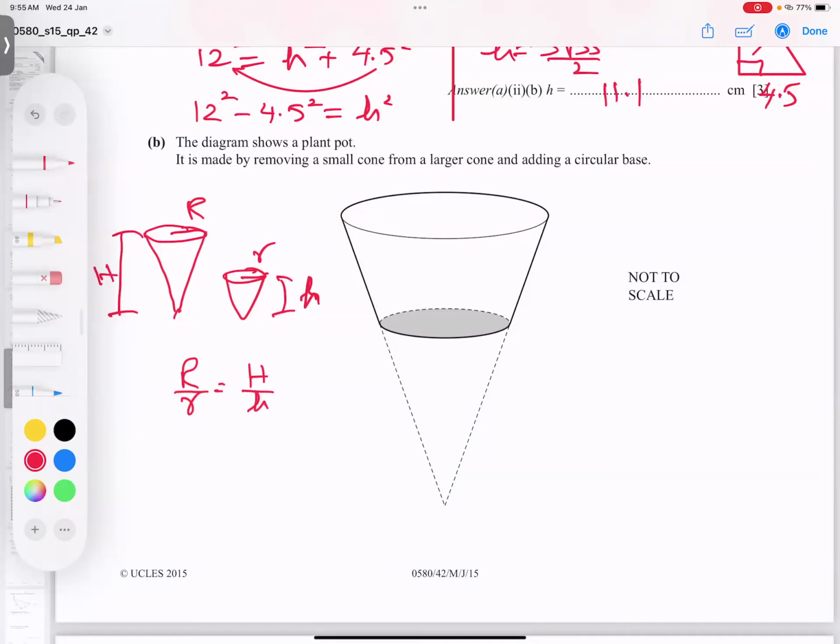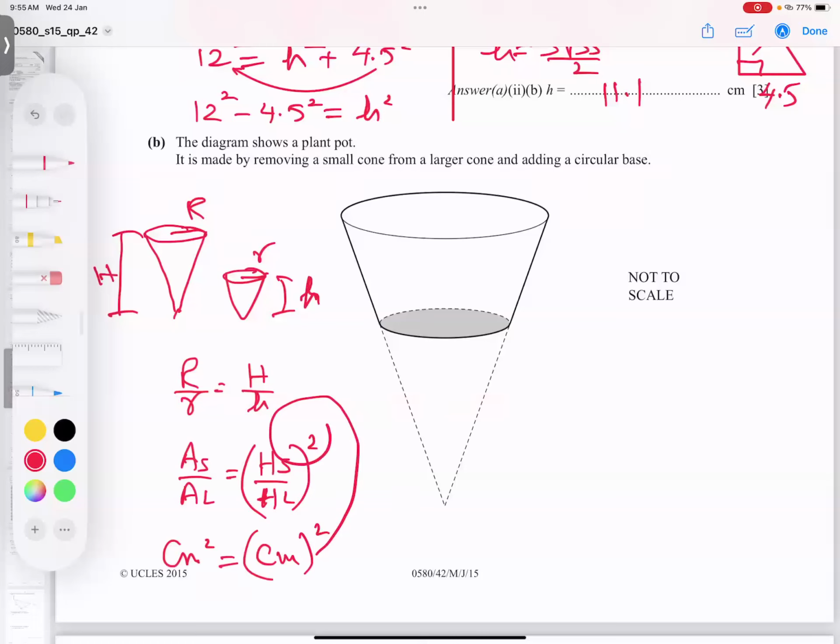No squaring, no cubing. Second, area of small by area of large equals height of small by height of large, and I will put a square here. You know why square? Because on the left-hand side I have an area, and on the right-hand side I have a length, and they are not balanced. To make them balanced, I will take a power of 2. That is why you can see this power 2.